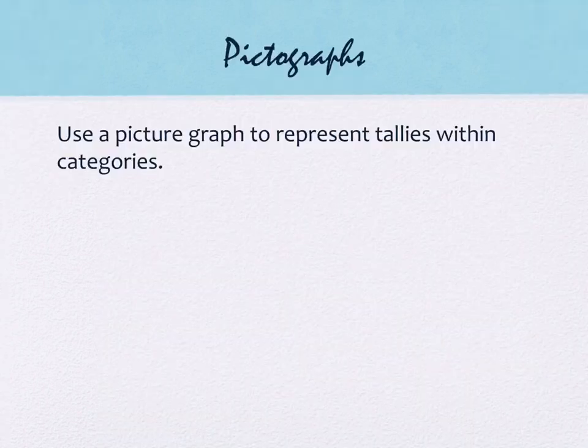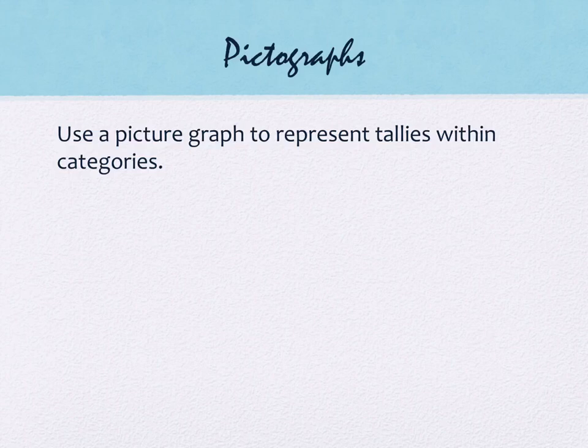So we're starting with part 1, and what we see in these 2 sections is a bunch of different kinds of graphs, and we'll talk about when and how they're best used. The first graph that we're going to talk about is called a pictograph. A pictograph uses pictures to represent tallies within a category. My first grader does pictographs at school, so this is something kids do really early on.